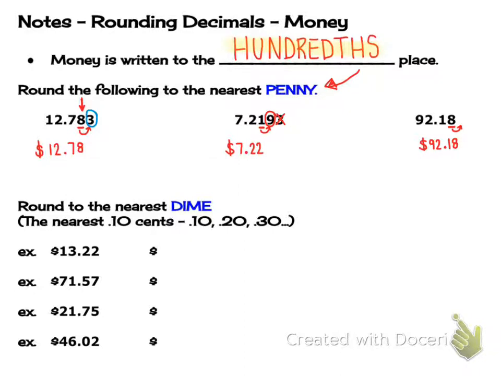The next thing we can do is try to round to the nearest dime. Now remember, dimes are 10 cents, 20 cents, 30 cents, 40 cents. So you want to see what it's closest to. So if I look at $13.22, I need to know, is it closer to $13.20 or is it closer to $13.30? What you're essentially doing when you solve these problems for the dime is you are going to round to the 10th.